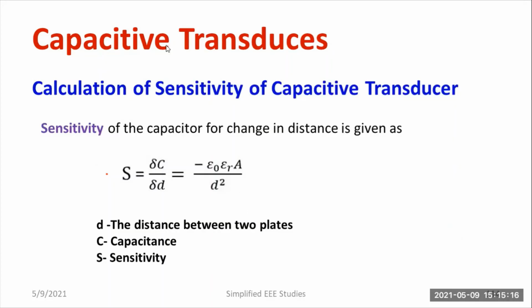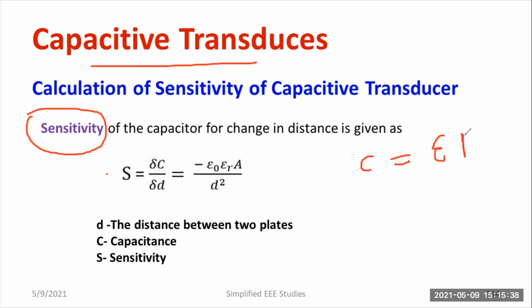Then sensitivity is another important parameter of the capacitive transducer. Let me show how to compute the sensitivity. You can use the formula S is equal to delta C divided by delta D. You can call it dC by dD. You know that C is equal to epsilon A by D.